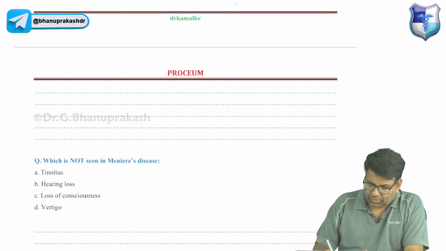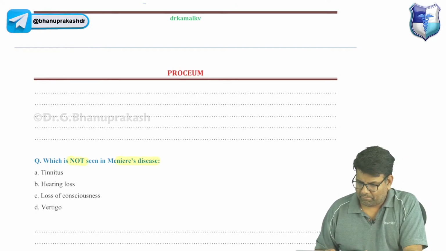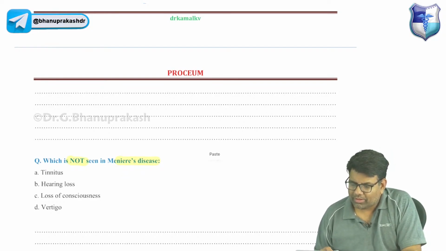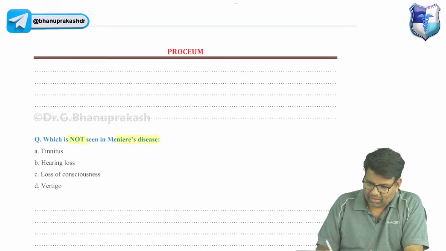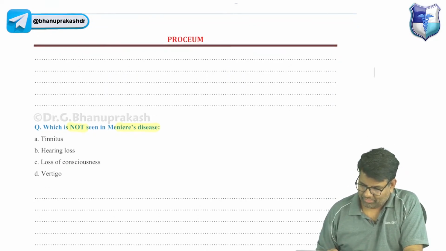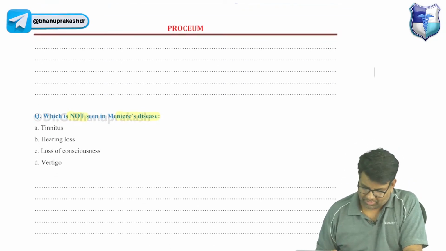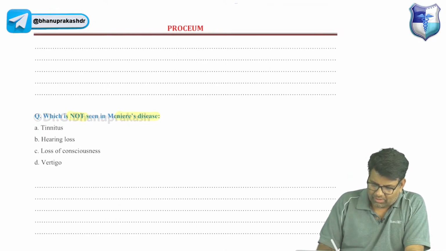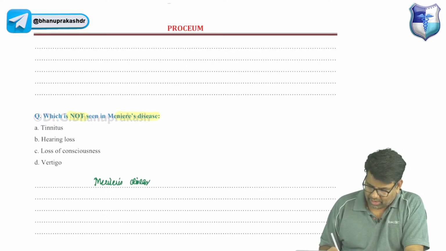Now, which of the following is not seen in Meniere's disease? Which of the following is not seen in Meniere's disease? Yes, anyone? Yes, everyone is right. The triad of Meniere's disease, also known as endolymphatic hydrops.